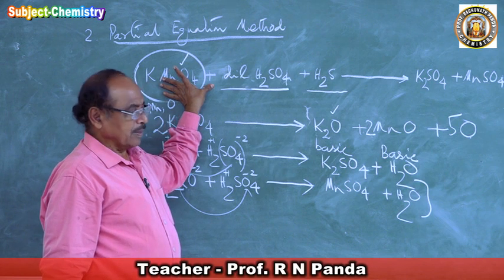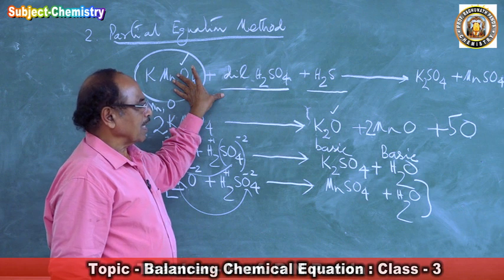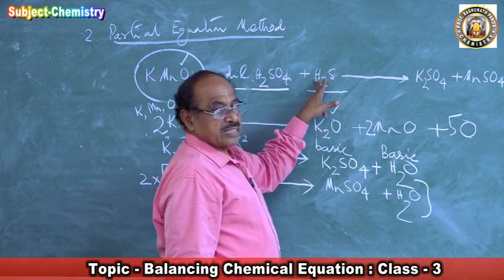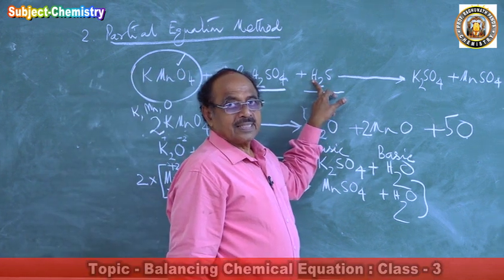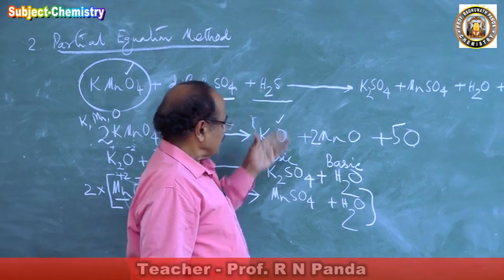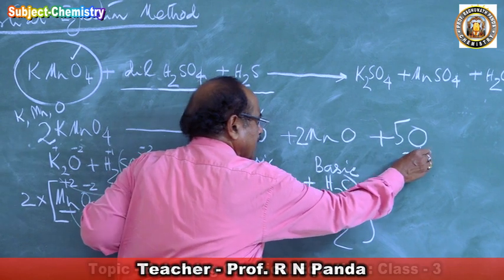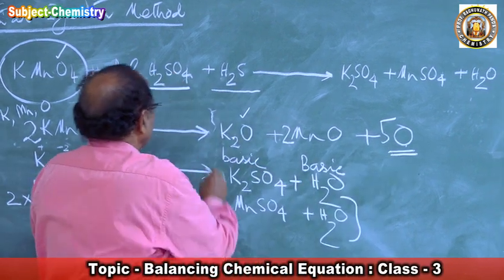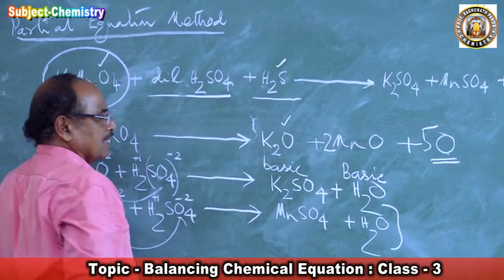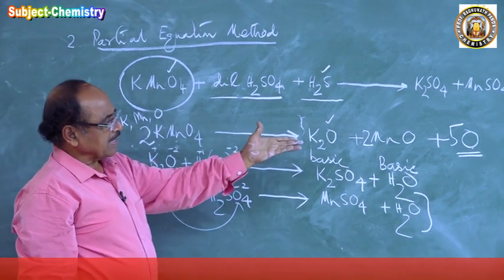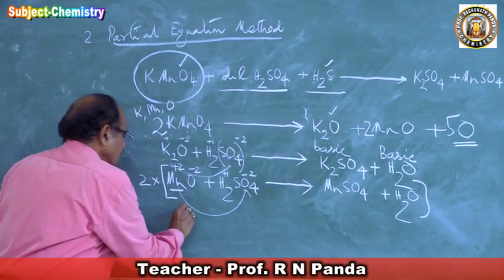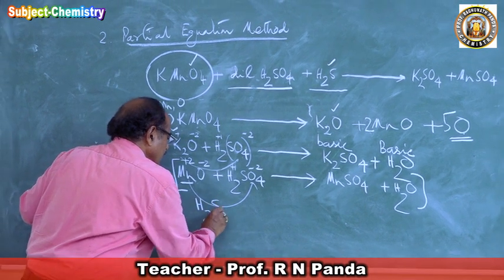Then comes what? H2S. The rest has all reacted. Then who remains unreacted? Now O is unreacted and H2S is unreacted. Now H2S will react with O.